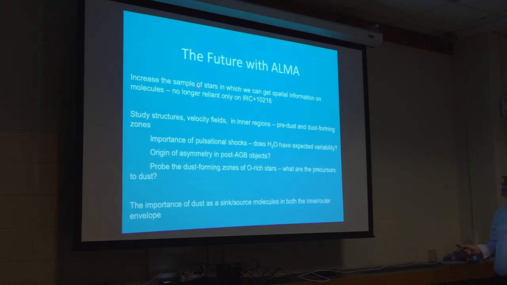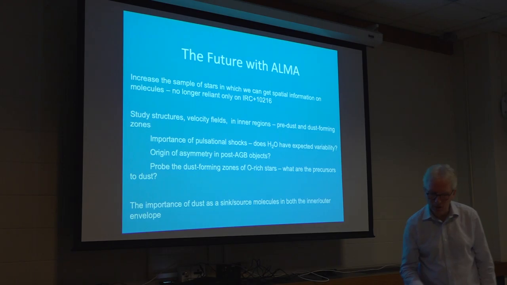So ALMA is going to make a big difference. I think certainly we're getting lots of interesting results from the ATOMIUM distribution. We have been overly reliant on IRC+10216 as our go-to source. At least with ALMA, we can really probe the inner regions where there's a lot of difficult physics and chemistry going on. And I think I will finish there.